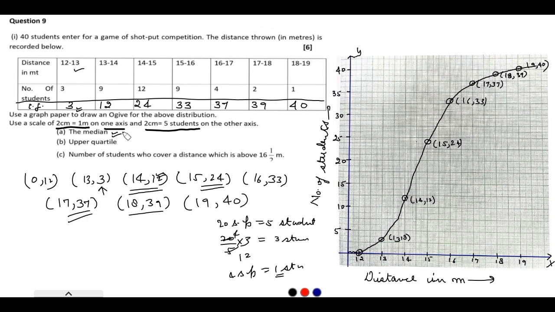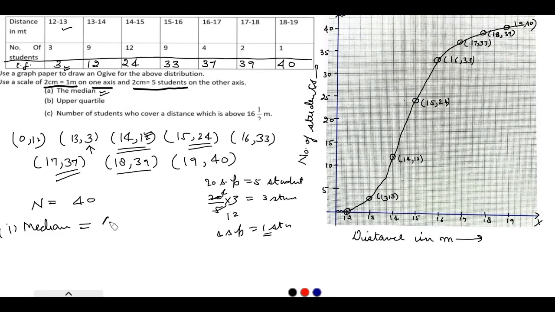Now we have to find the median. Here the number of students is 40, means median will be the n by 2th term, means the 20th term. Now draw the 20th term. This point will be the median.